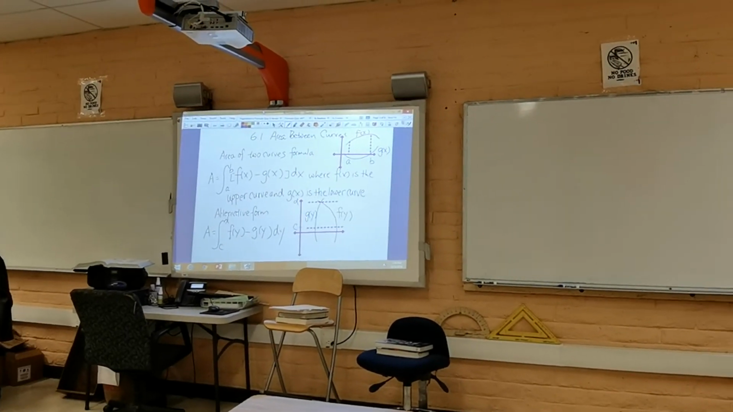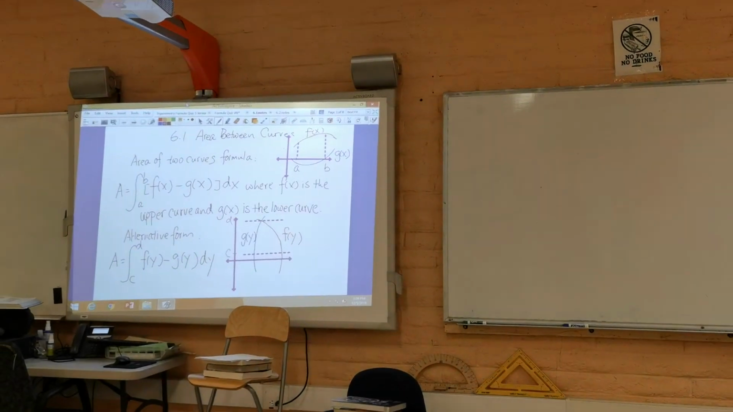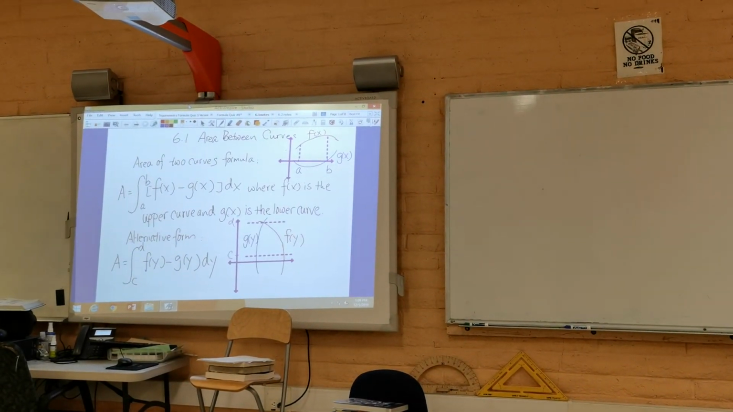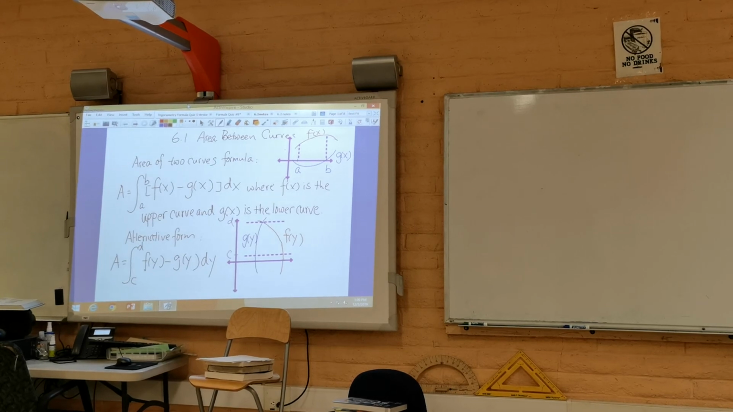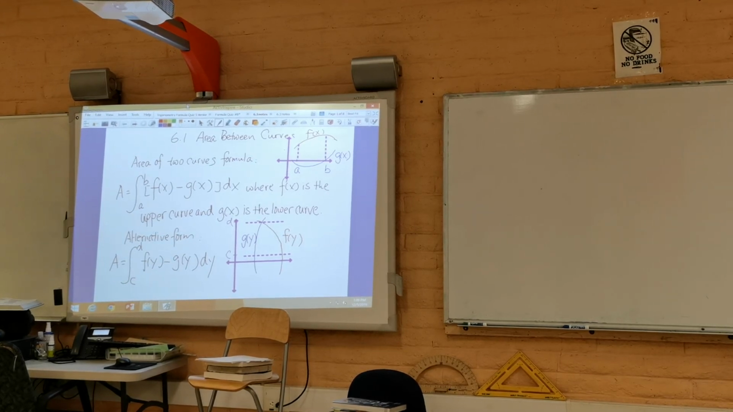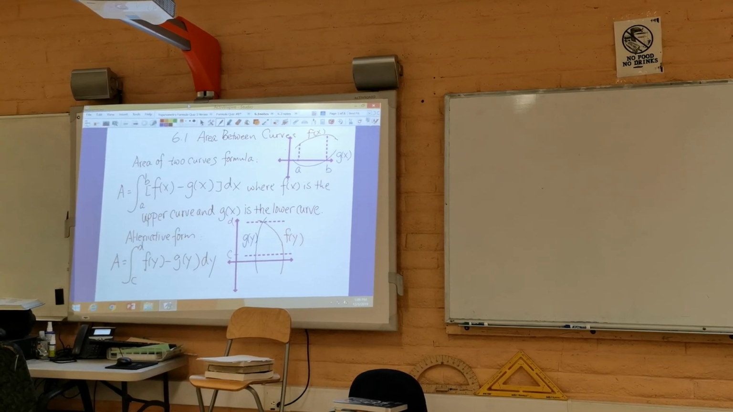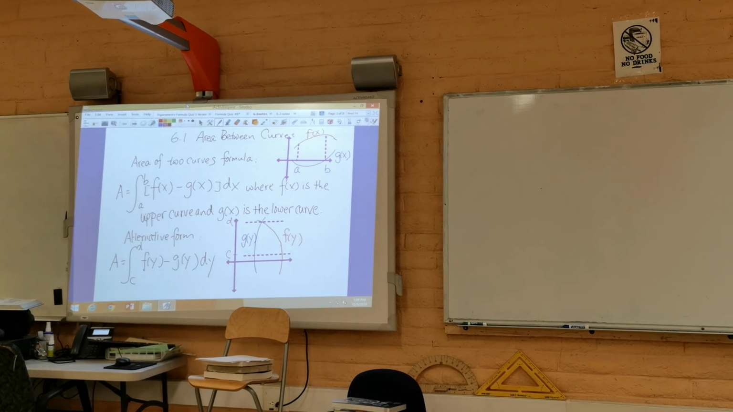So as you can see here, the area between two curves is the integral from a to b of f of x minus g of x, integrated with respect to x, where f of x is the upper curve and g of x is the lower curve. The graph shows f of x right above g of x, integrating from a to b.